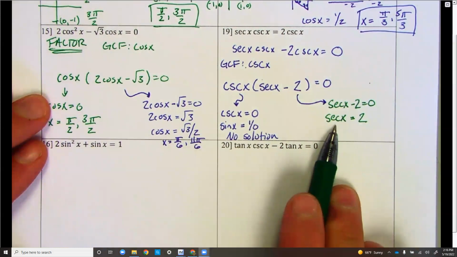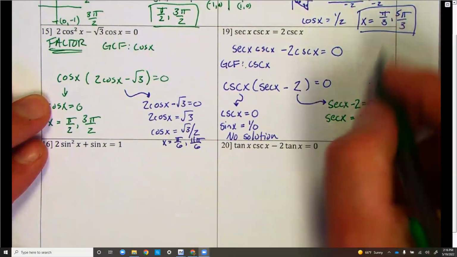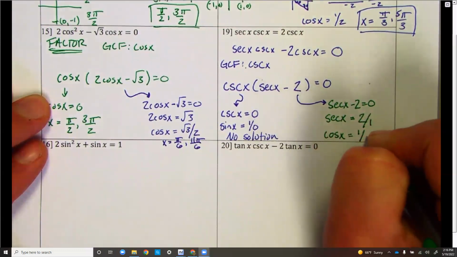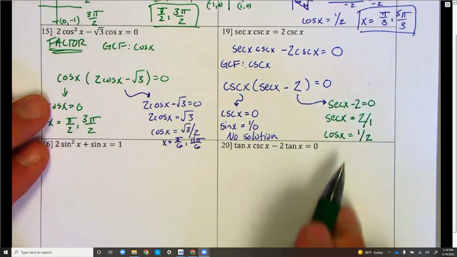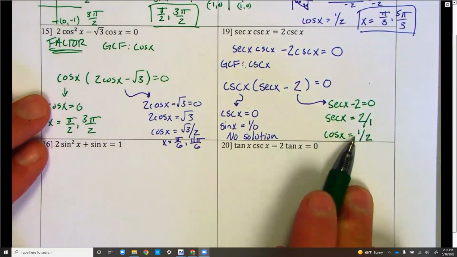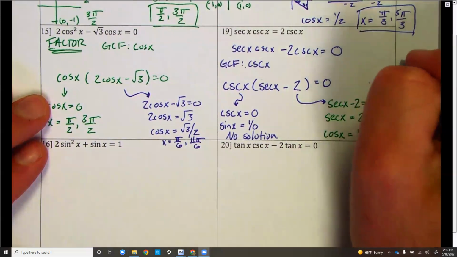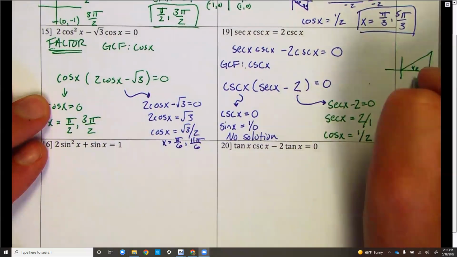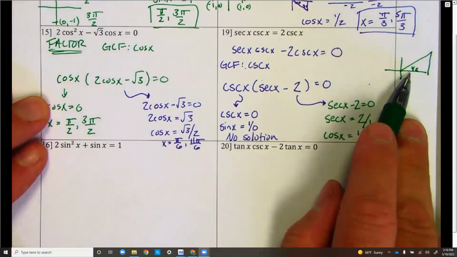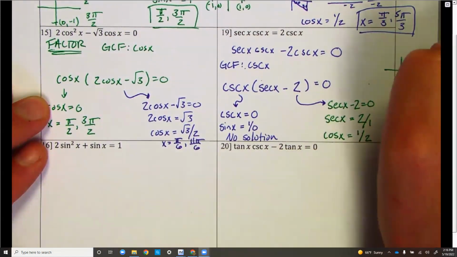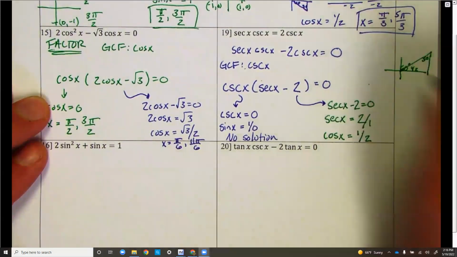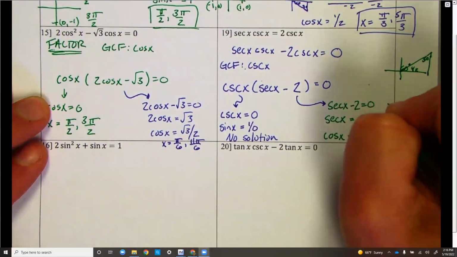Secant is the reciprocal of cosine. So secant means hypotenuse over adjacent. So that means the cosine would be adjacent over hypotenuse. So I'm looking for an angle whose cosine is 1/2. If you're struggling with that, cosine means adjacent. So it's not 30, because 30 would be opposite of 1/2. So it has to be 60 degrees. So that's pi over 3.